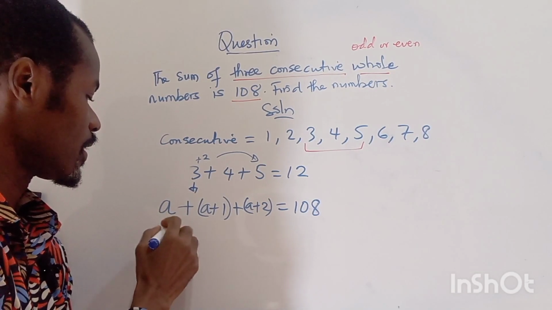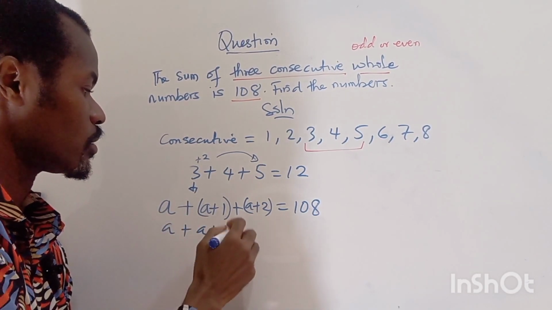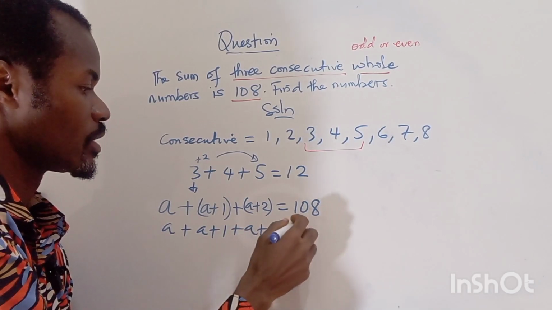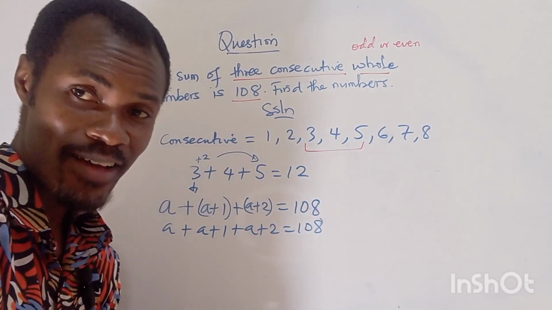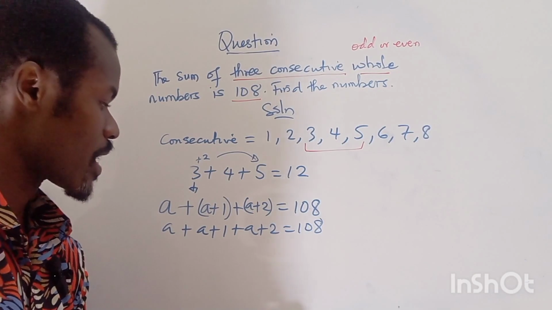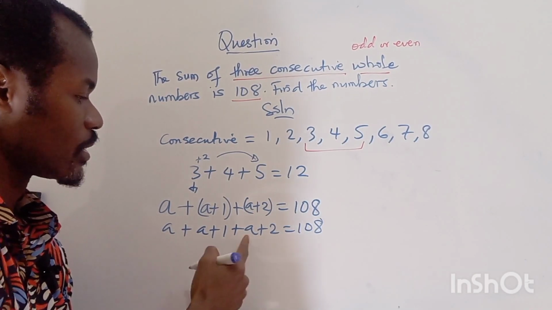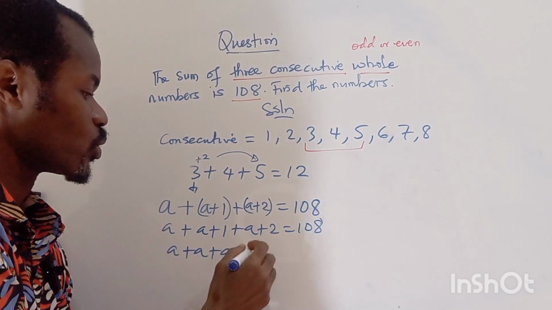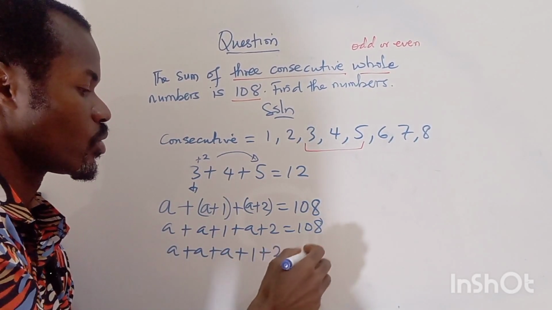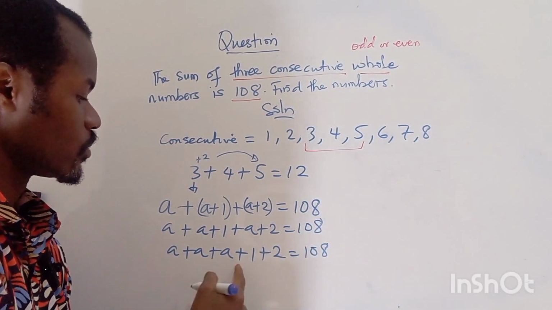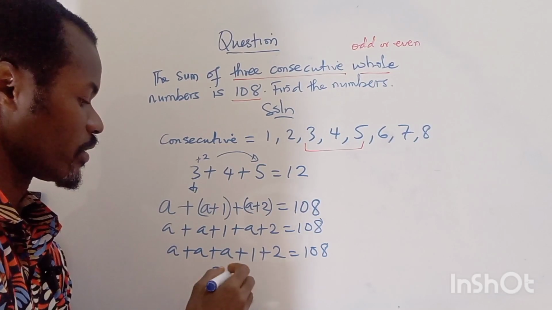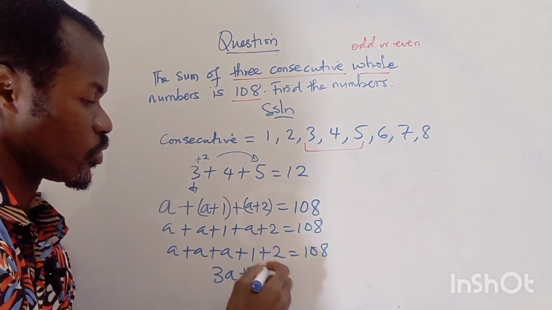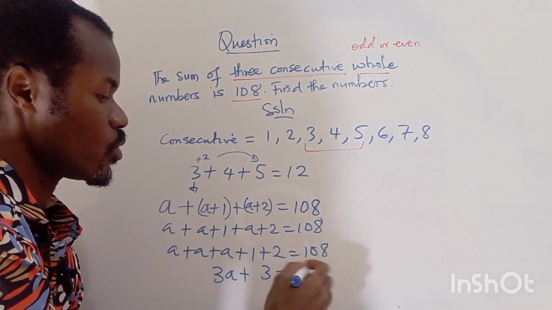So we have A plus A plus 1 plus A plus 2, which is equal to 108. I've just removed the brackets. Now we can collect like terms. So we have A plus A plus A, and then plus 1 and plus 2, which is equal to 108. So A plus A plus A is 3A, plus 1 plus 2 is 3, which is equal to 108.